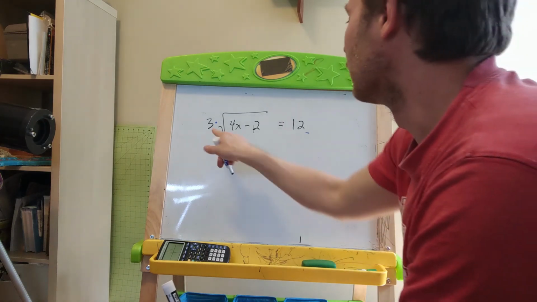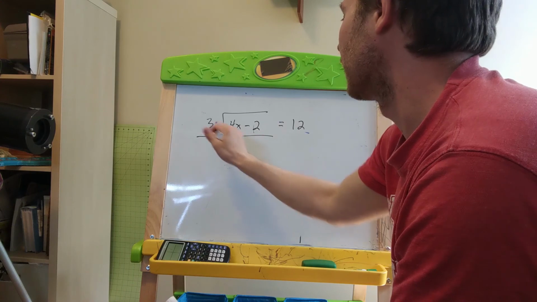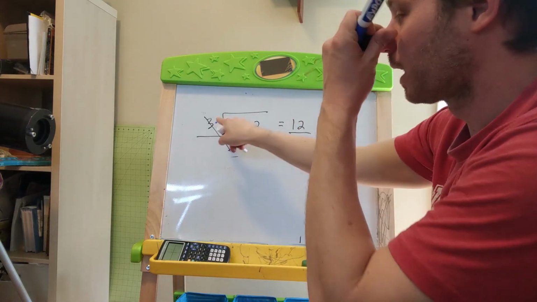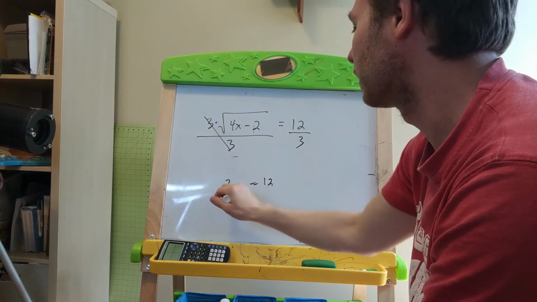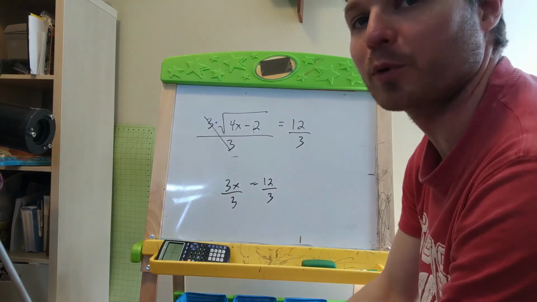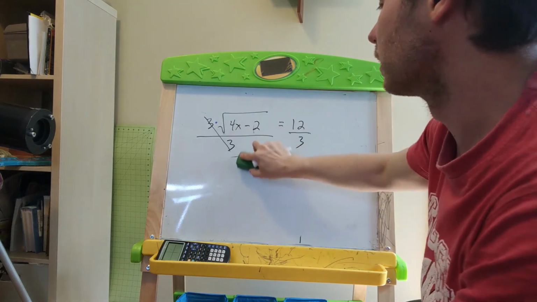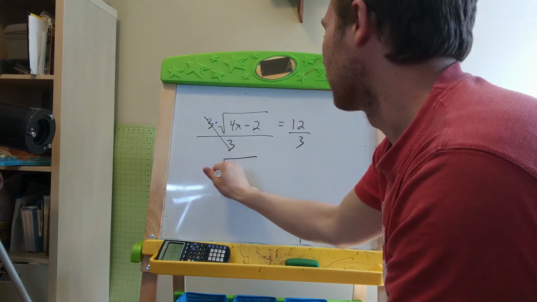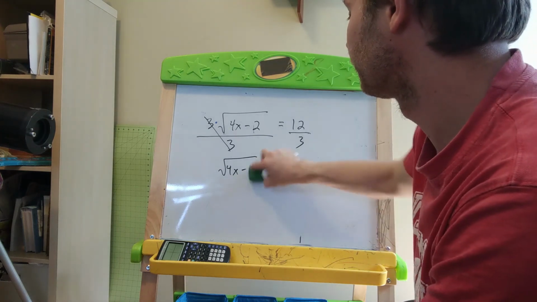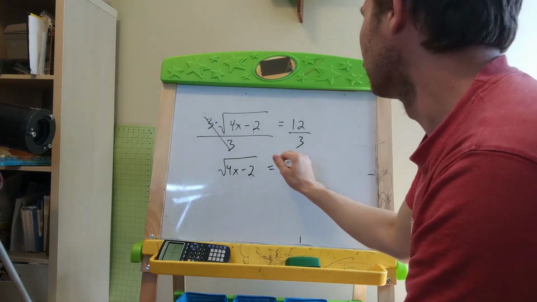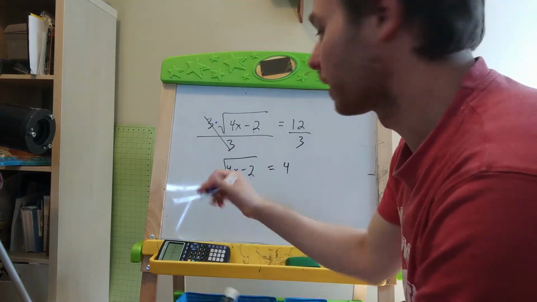Since this is 3 times this root, what I'm going to do is go through and divide both sides by 3. That's okay because this is multiplication. It's the same thing you would do if you had 3x is equal to 12, 3 times x is equal to 12, so you can undo the multiplication by doing division. That's going to make things a lot easier because now I'm going to have the square root of 4x minus 2 is equal to 4.